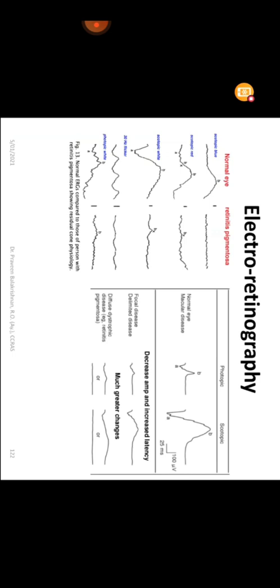Now next is electroretinography, which we use for the functional assessment of the retinal pigment cells. In a normal eye, the most important point is the B wave. If the B wave is flattened, it means that there are diseases like retinitis pigmentosa, which affect the rods and cones. See the amplitude and latency. Latency is the time taken, and amplitude is the height of the wave. Decreased amplitude and increased latency suggest diseases like retinitis pigmentosa.